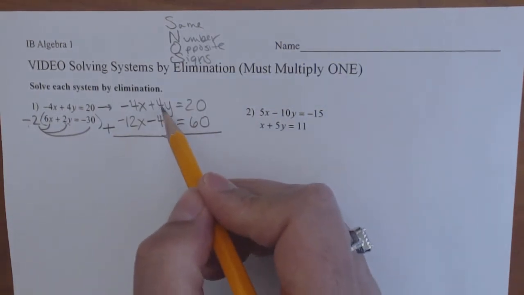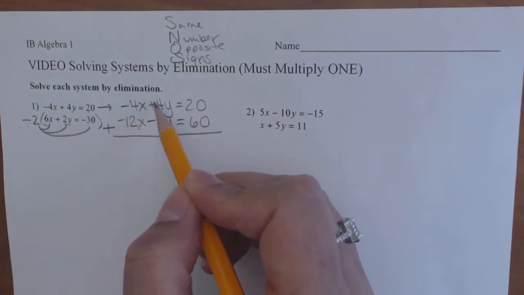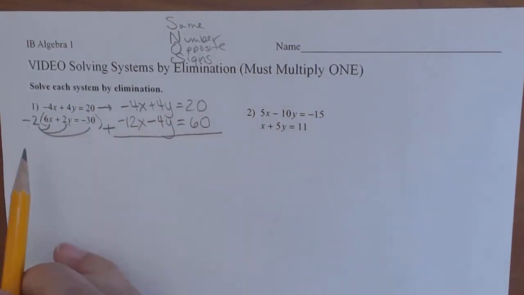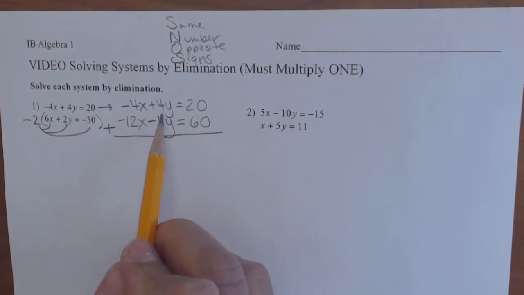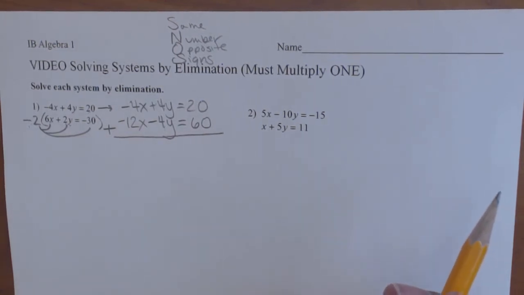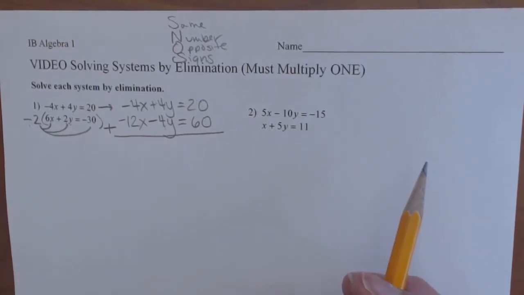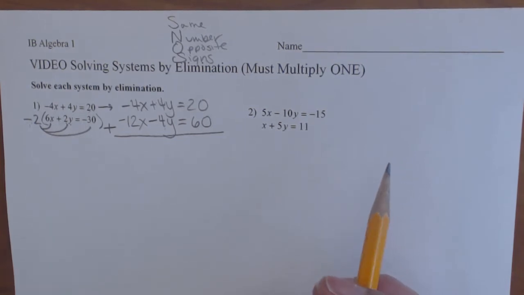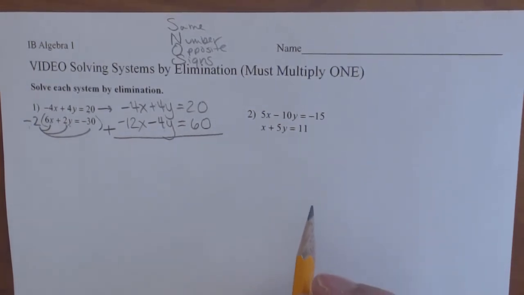So now you can see that we have the same number, 4 and 4, opposite signs, a plus and a minus. And again, I thought about this like creating a common denominator where these two numbers had to be the same, except they do have to be opposite signs. So you do have to think of that number that you can turn the coefficient of one of the variables into.